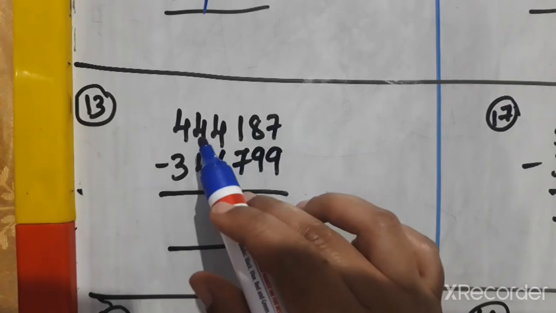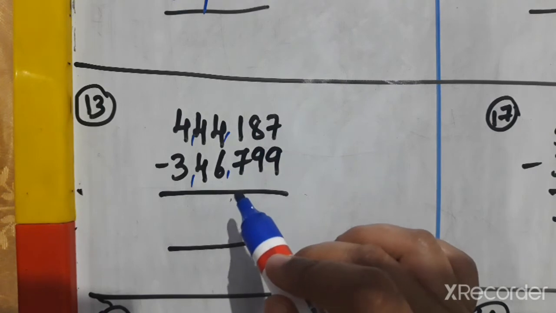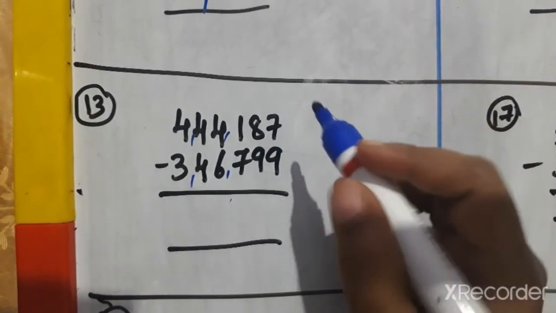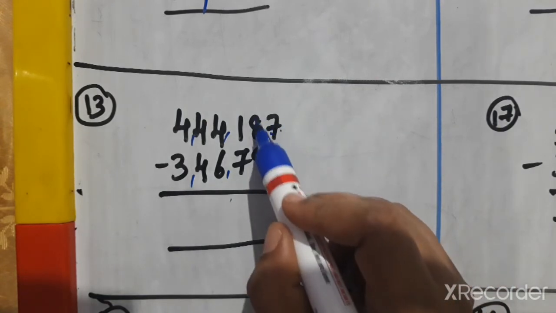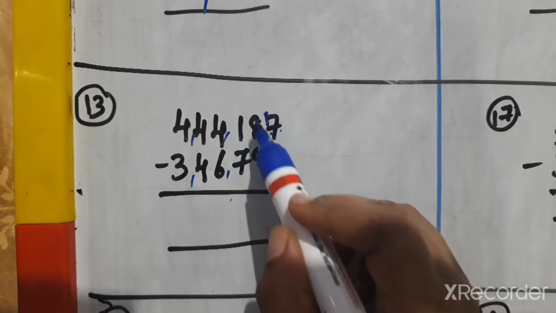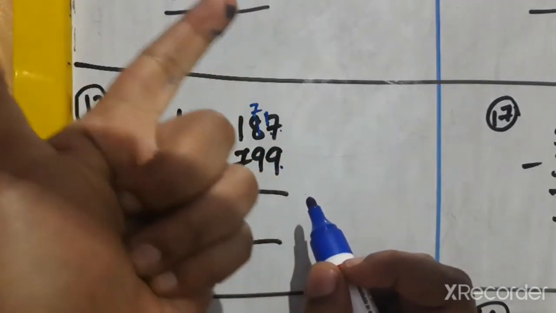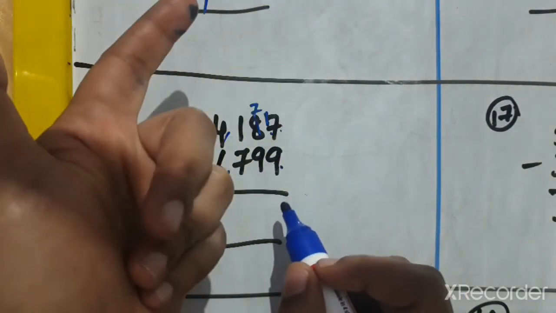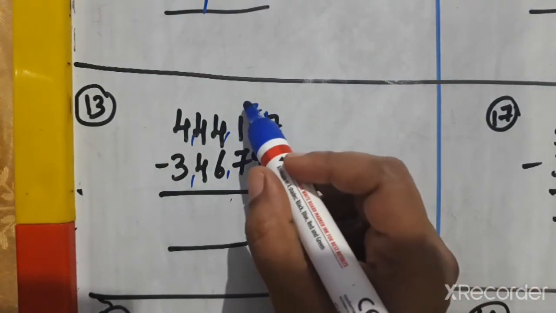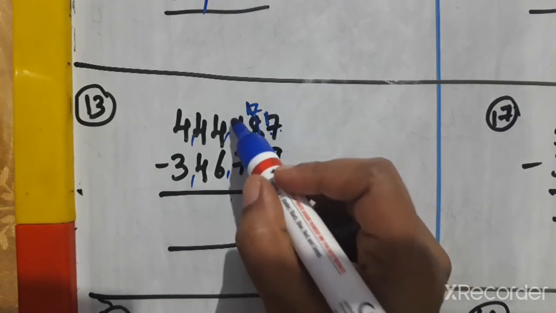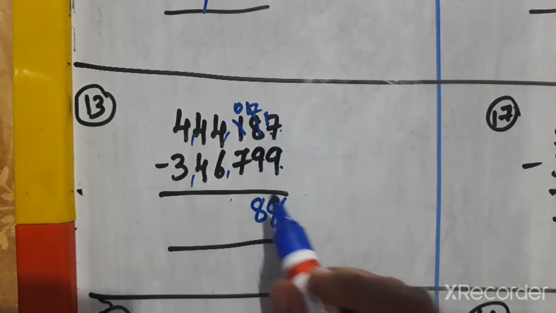Next, 13th question. 4,44,187 minus 3,46,799. Now 7 minus 9 we can't subtract because 7 is less than 9. So borrow 1 from 8. So here 7 will become 17 and 8 is now 7. Now 17 minus 9 means 10, 11, 12, 13, 14, 15, 16, 17. How much? 8. And here 7 minus 9 again we can't subtract. Borrow 1 from the next number. So here it will become 17 and here 1 will become 0. Now 17 minus 9 means again 8.